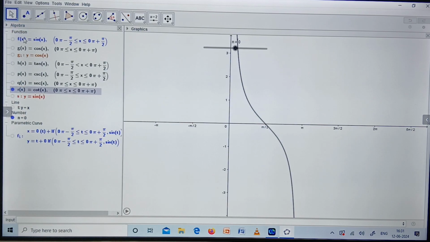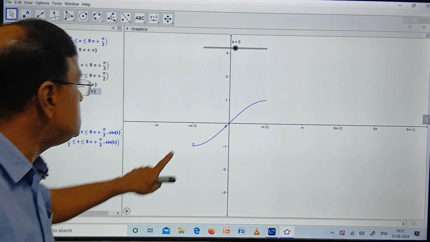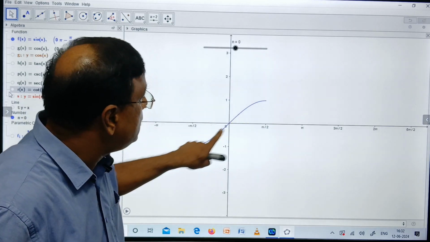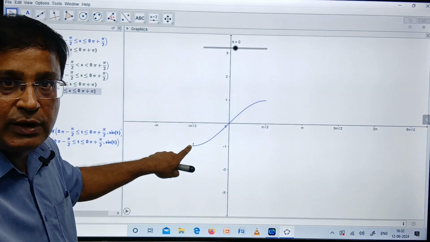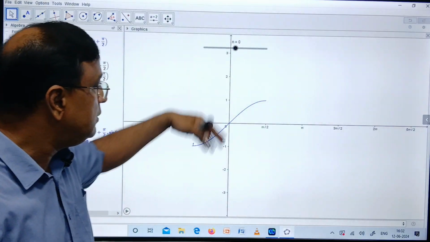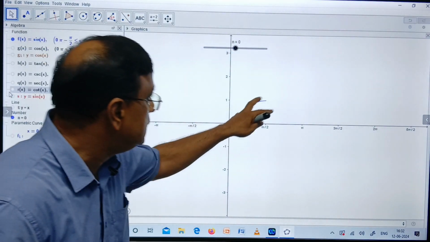Okay. Now, again, I want to talk to you about sine inverse. I'll close this. Look at sine inverse from minus pi by 2 to pi by 2. Maximum value is 1, minimum value is minus 1. That is what we got. If you take a textbook and see, because I'm not able to put that here, so I think it's clear.